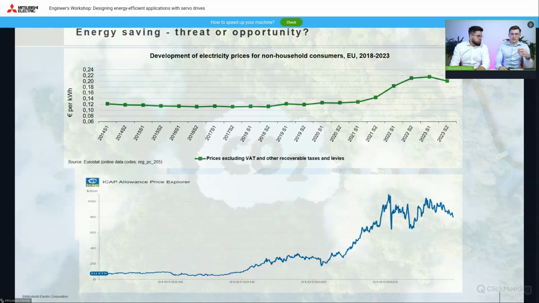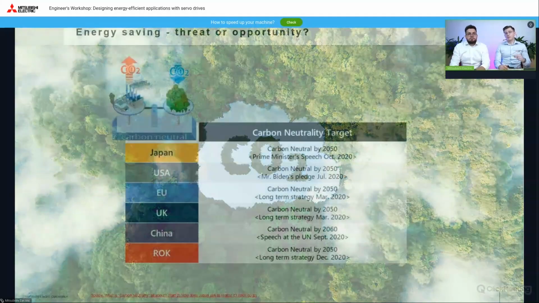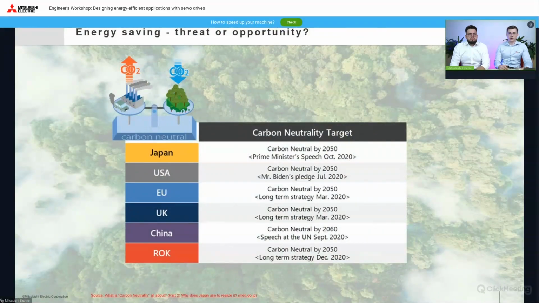Besides just energy prices, there are also additional, very interesting facts. Which ones? For example, the Paris Agreement on carbon neutrality, where countries or unions of countries have already declared when they will reach carbon neutrality.